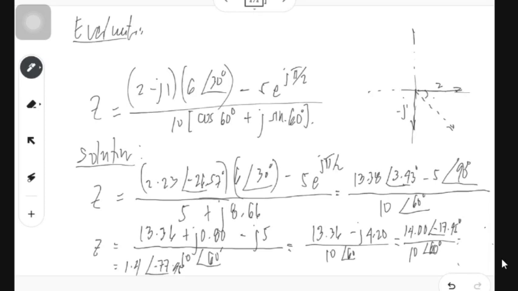Sir, question po. Sir, dun po sa calculator, paano po i-input yung imaginary, yung J po? Depende. Normally, comma. Comma ang separator mo dun. Pero depende din sa model ng calculator. But normally, it's comma.